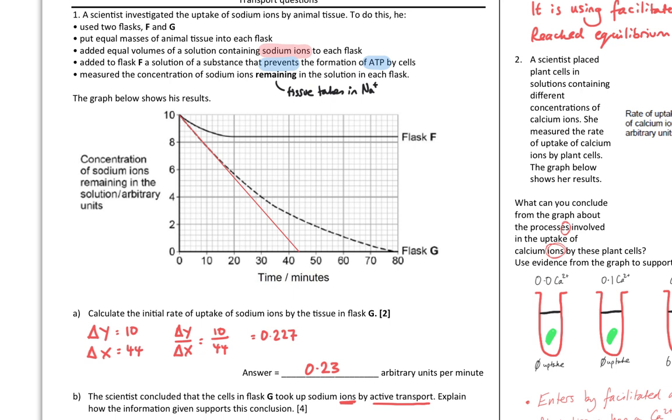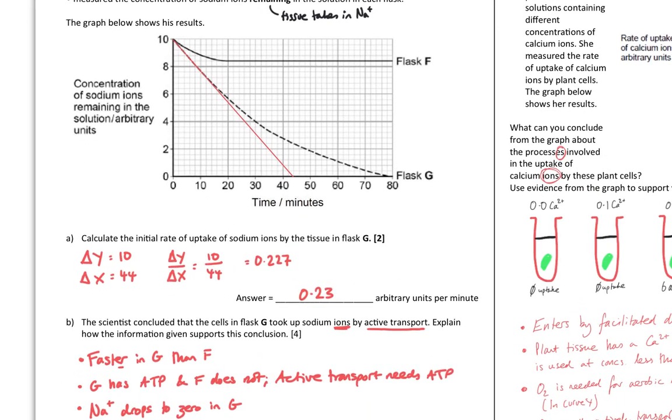Number one, again, see how I've highlighted bits of the question. It's about ions, so I'm already thinking active transport, facilitated diffusion. I'm not going to be writing about osmosis or just simple diffusion. And in flask F, there's no ATP, so I'm thinking, right, no active transport. So flask G is going to be doing active transport. Flask F is going to be doing facilitated diffusion. So that's what I'm thinking before I start.